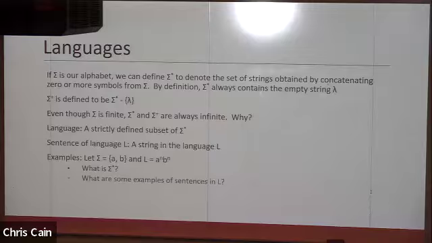We talked about some examples of sentences in L. This was the empty string, AB, AABB, AAABBB, etc. How many sentences are in the language? Infinite? Yeah, that's the right answer. There are an infinite number of strings in this language, sentences in this language. Just like there are an infinite number of strings in the star closure of the alphabet.